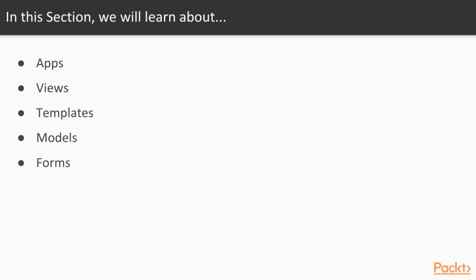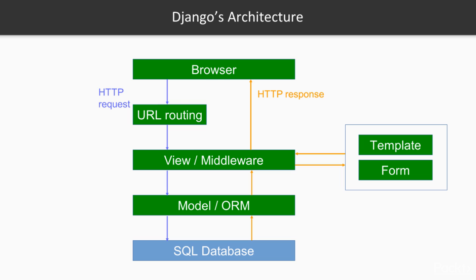Let's take a look at Django's general architecture. When the user's browser sends an HTTP request to the web server, that request is handled by Django's URL routing mechanism. The URL router then dispatches the request to a view or sometimes to a middleware. The view can then use Django's model layer to query the underlying SQL database. The view can optionally also use templates, forms, or other utilities to help it in generating the correct HTTP response. And then finally, the HTTP response is returned to the client.